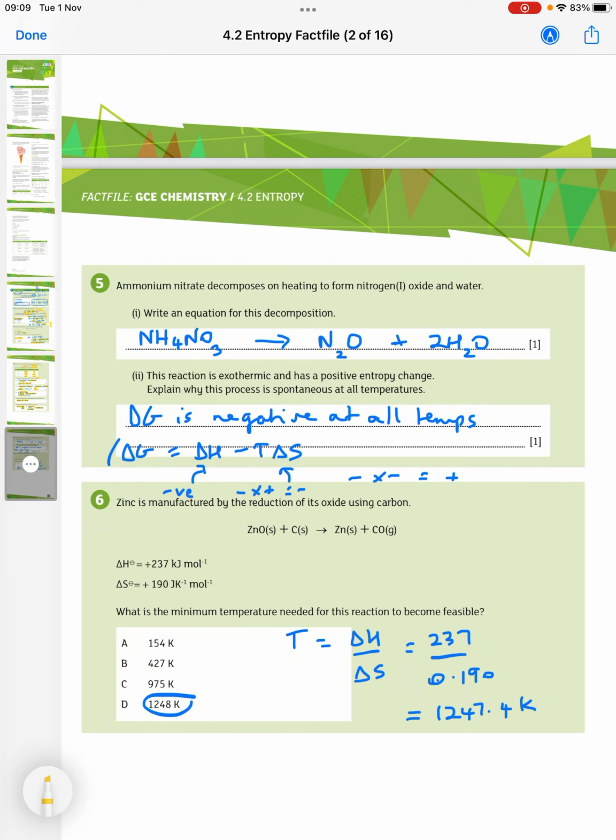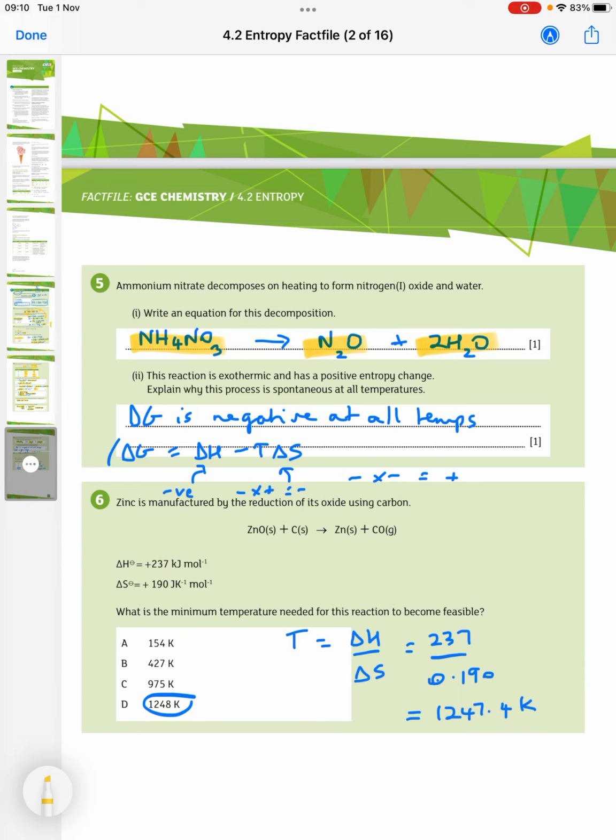Ammonium nitrate decomposes on heating to form nitrogen monoxide and water. Write an equation for this decomposition. So ammonium nitrate, NH4NO3, nitrogen 1 oxide, so the oxidation state of nitrogen is 1, oxygen is 2, so it has to be N2O, and then to balance it we need 2 moles of water.